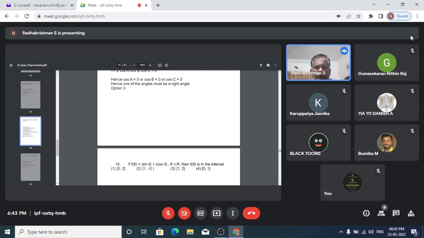Okay. Now f of theta is equal to modulus sin theta plus modulus cos theta. Okay, so theta belongs to R. Then what is the range of f of theta? Okay, so range, yeah. So did somebody work it out?